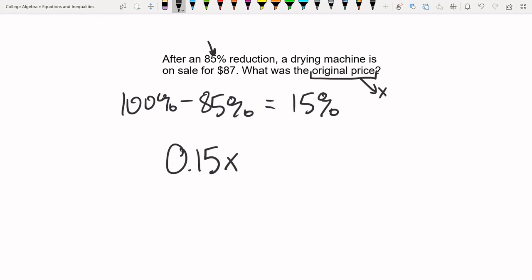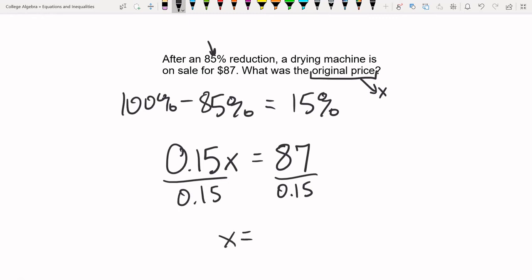Now, 15% of X is the new price, and the new price said it was $87. So 0.15X equals 87. To find what the original price is, all we have to do is divide by 0.15. And that gives us $580.